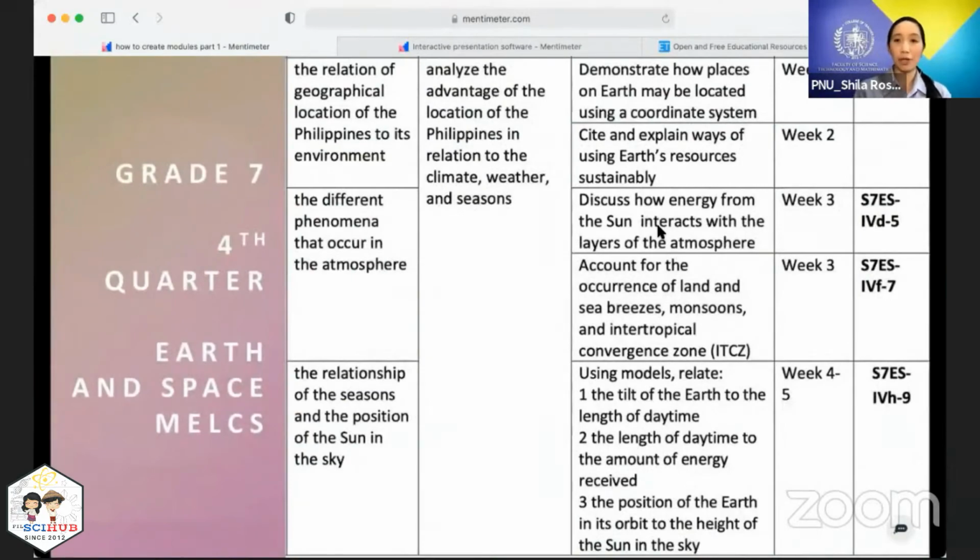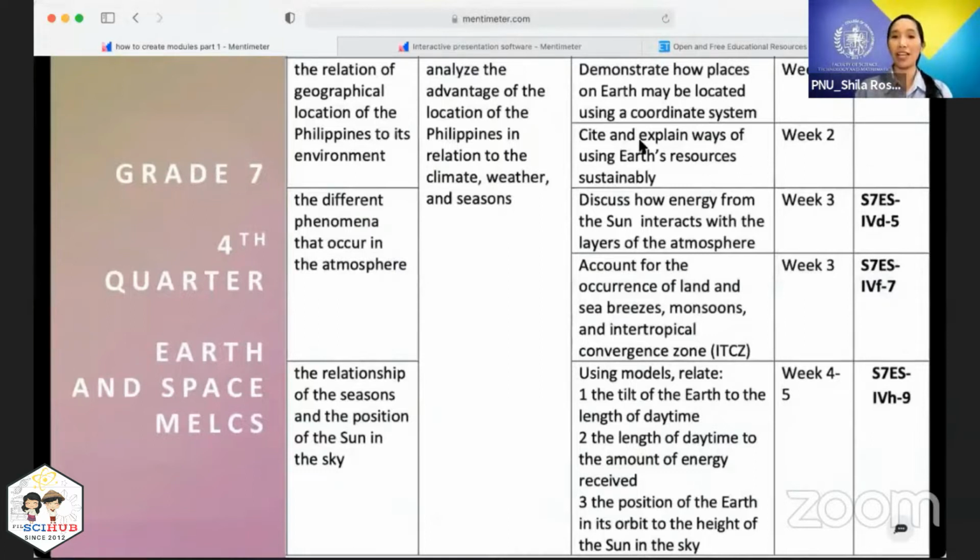So this is an example of grade 7, 4th quarter Earth and Space Science MELCs. In the MELC, what we can get is the content standards, the performance standards, the learning competencies, sorry, I did not put the label, the learning competencies, the suggested number of weeks for discussion, and then their codes. So as you can see, if it is in the existing K-12 competency, the code is here.